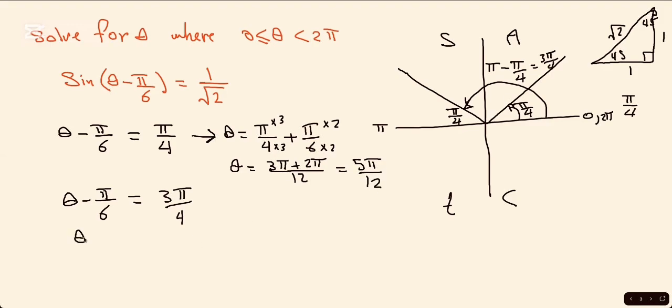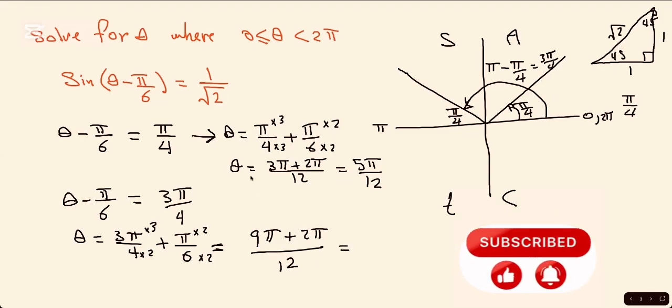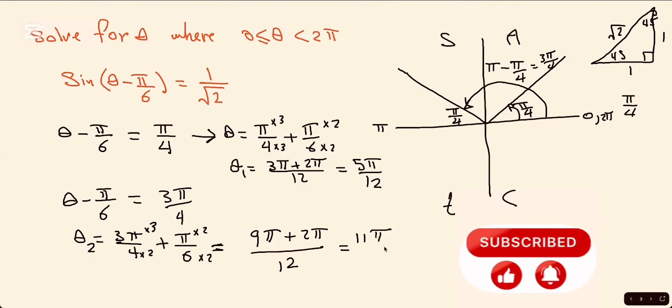Now the second one is going to be theta equals 3 pi over 4 plus pi over 6. And that gives me, I'm going to do common denominator, multiply this by 3, multiply this by 3, because the common denominator is 12, and we multiply this by 2 by 2. So we end up with 9 pi over 12 plus 2 pi over 12. So we're just going to write the 12 once since it's common denominator. And therefore, the second angle, if we want to call this theta 1 and this is theta 2, is going to be 11 pi over 12.